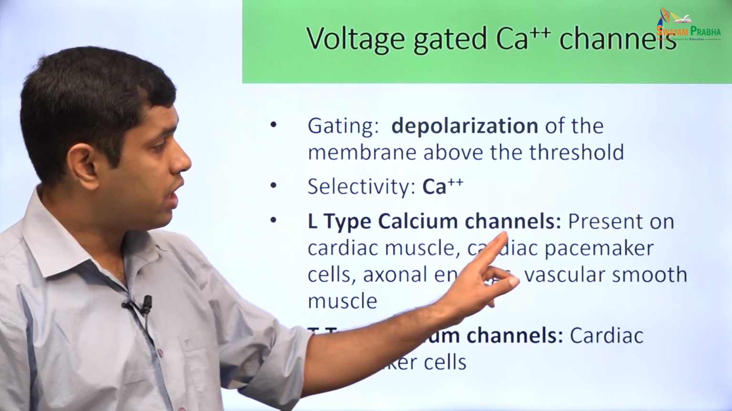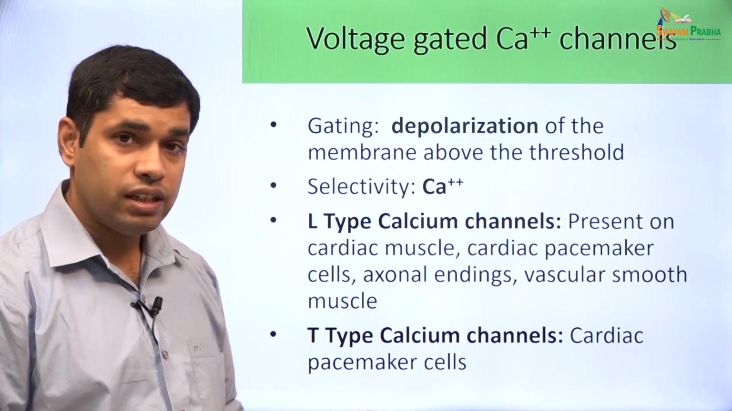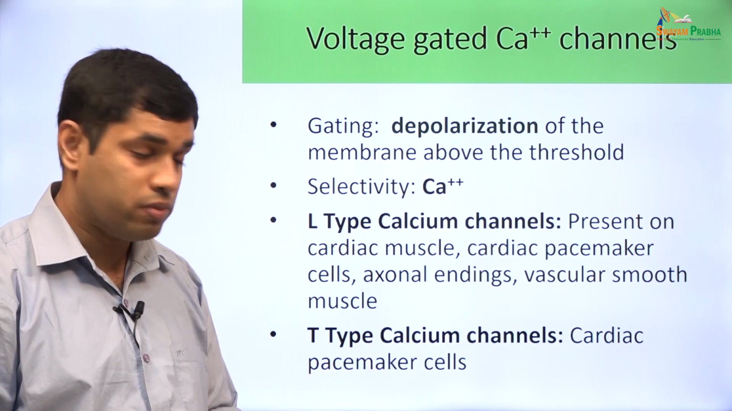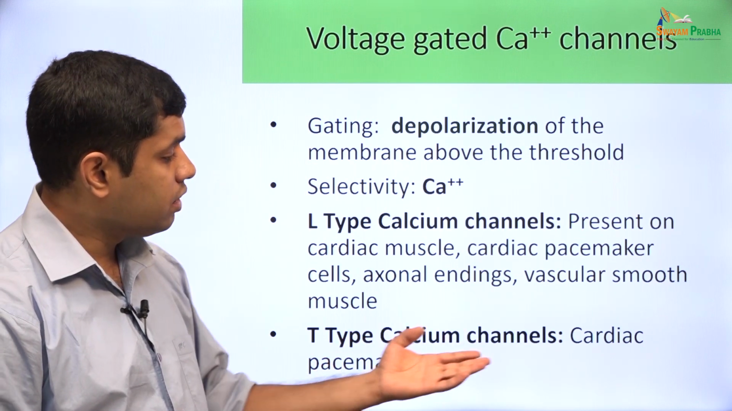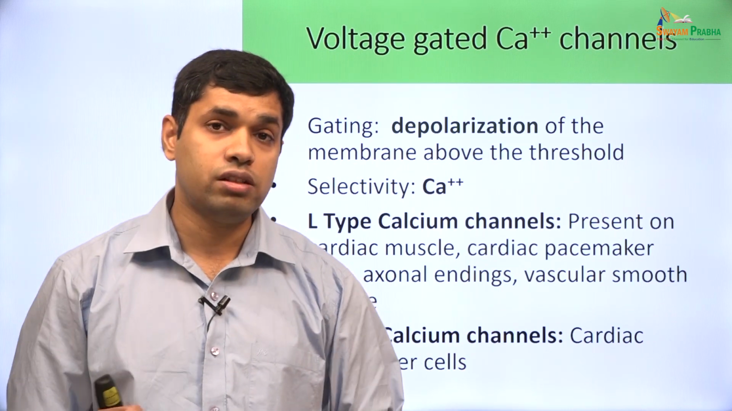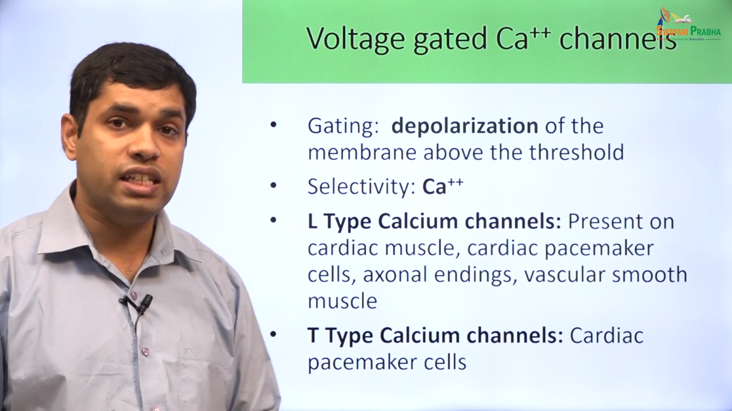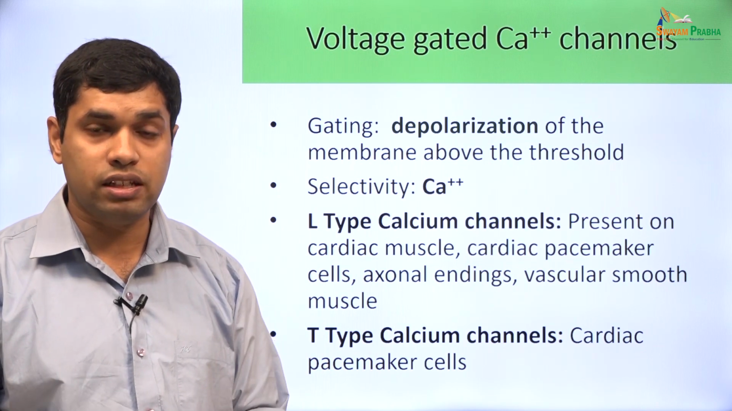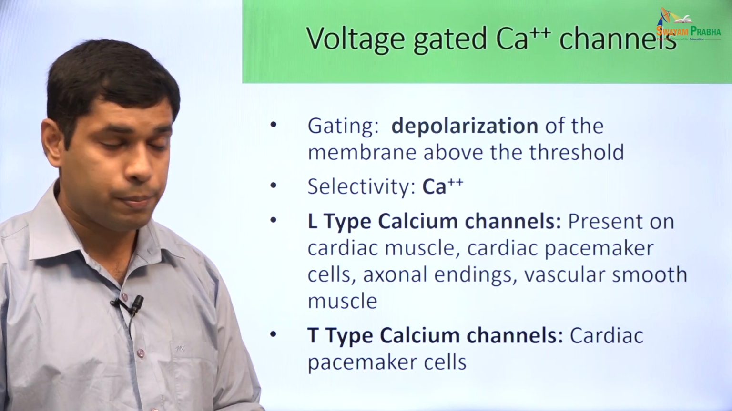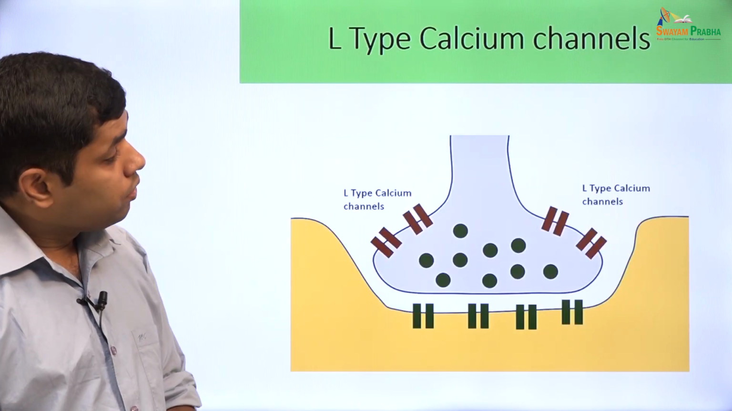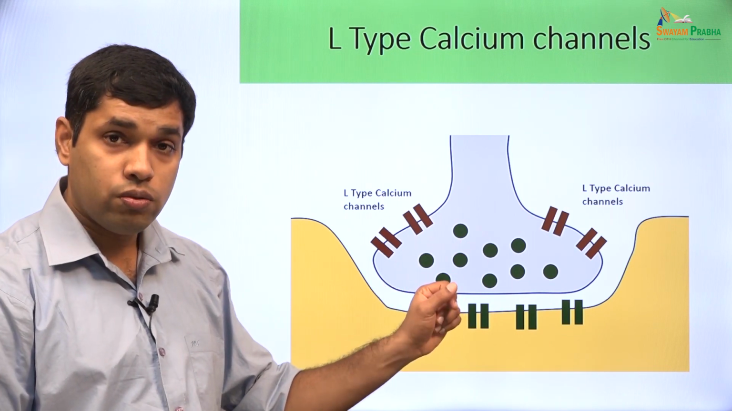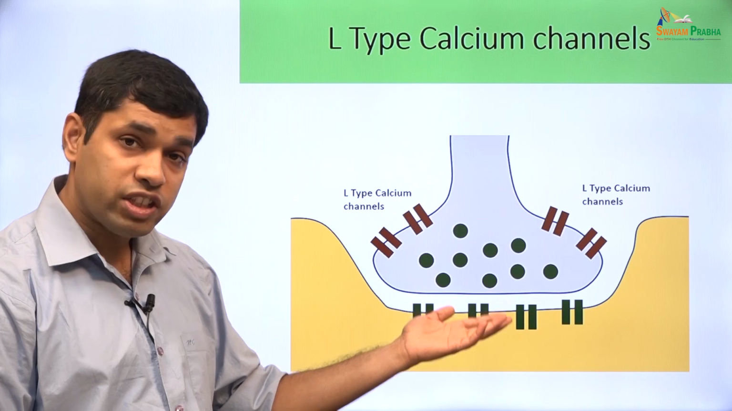So this L-type calcium channel is present on the cardiac muscle cells, the pacemaker cells, it's present in the axonal nerve endings, and also present in vascular smooth muscle, whereas the T-type calcium channel is primarily seen in the cardiac pacemaker cells. So voltage-gated calcium channels, there are two important ones. One is the L-type calcium channel, L for a longer lasting current, and the T is for the transient, or the T-type calcium channel.